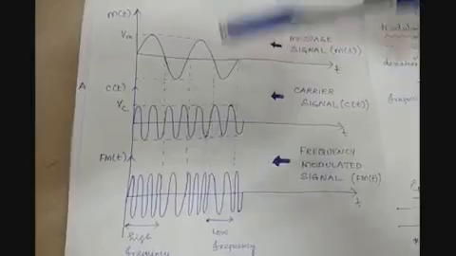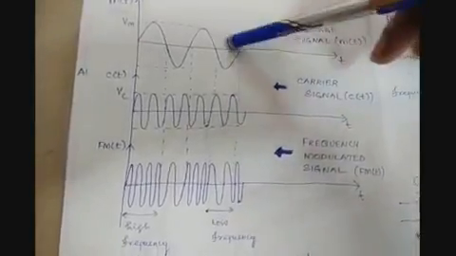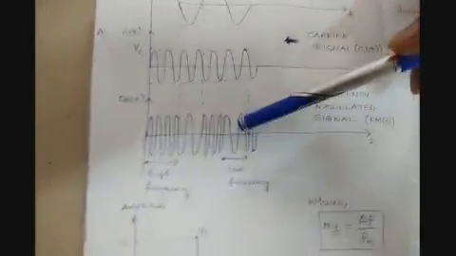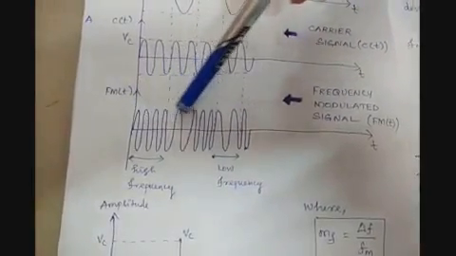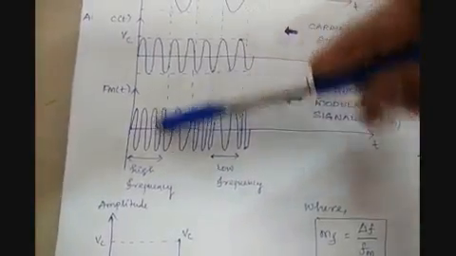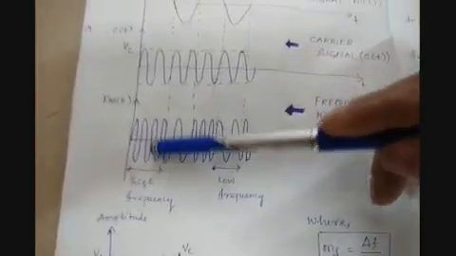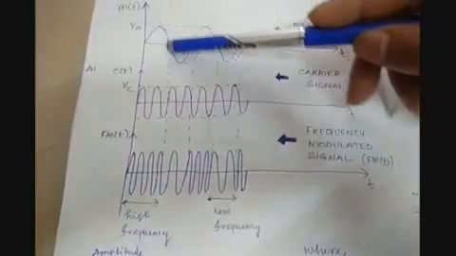What we discussed in AM, message and carrier, same here also. The difference is only FM of t. See, in this FM of t, amplitude is same. See, amplitude is constant, right? But frequency is varying. This frequency variation is directly proportional to the instantaneous values of the message signal.